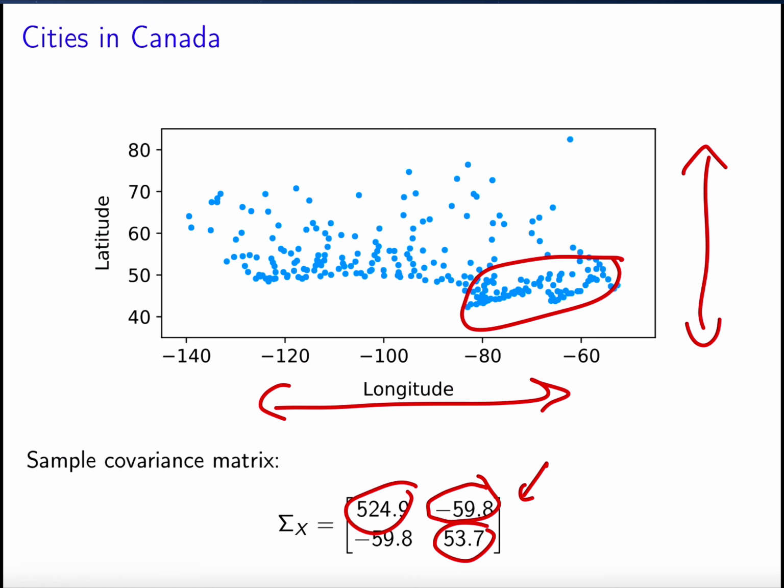So if you live at a larger longitude, so towards the east, then it's more likely that, on average, you live more towards the south, towards a smaller latitude. So that explains the negative covariance. When you see a covariance matrix, it's always good to take a little look at the different variances and covariances and see if they make sense.